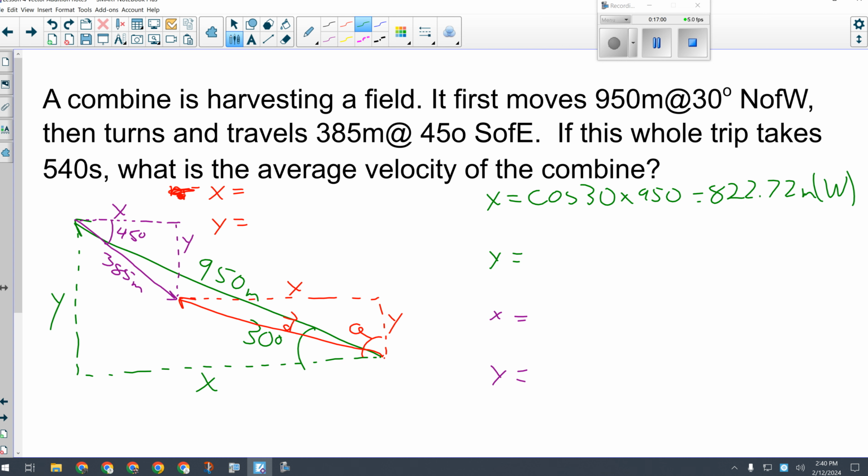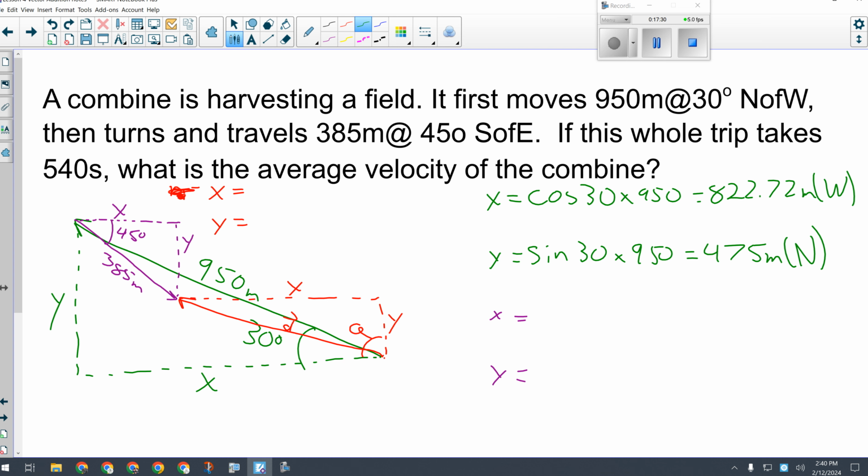Okay, green y is obviously opposite the 30-degree angle. Okay, so for that one, we're going to go sine of 30 times 950, which should give us 475 meters north. I did not do trig in my head. Okay, the sine of 30 is 0.5. So I use 30 degrees as often as possible to feel like I know how to do trig in my head, but I don't. Okay.